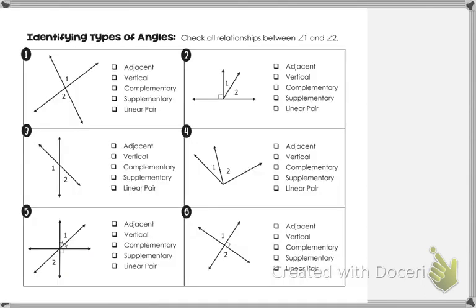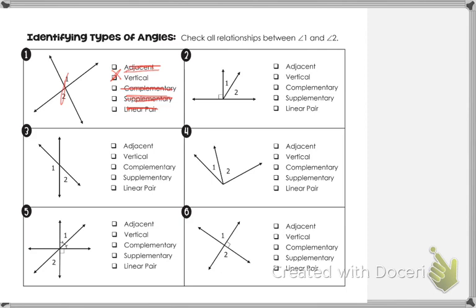Alright, so for this one they want you to use the definitions or the descriptions that I just went over to classify the angles that they're giving you. So right here they're giving you angle 1 and 2. They're right across from each other, so I already know they're vertical. They're not next to each other, so they're not adjacent. I don't know if they add up to 90 degrees. I don't know if they add up to 180. I definitely know they're not next to each other. They're across, so they're not a linear pair.